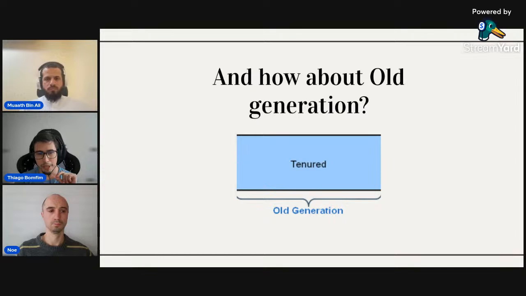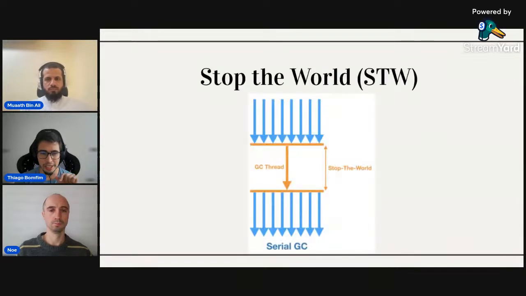But before talking about the old generation, let's talk about one very important thing, that is the STW, or stop the world. Here we can see the serial GC. We have the GC thread. This means that we are executing the GC, and we have the stop the world. The stop the world basically means that the entire application will stop running, stop all the threads, and we execute the garbage collector. So STW is a problem when we are talking about latency.